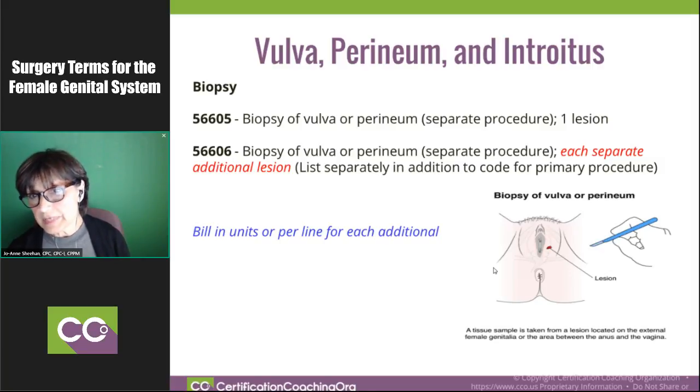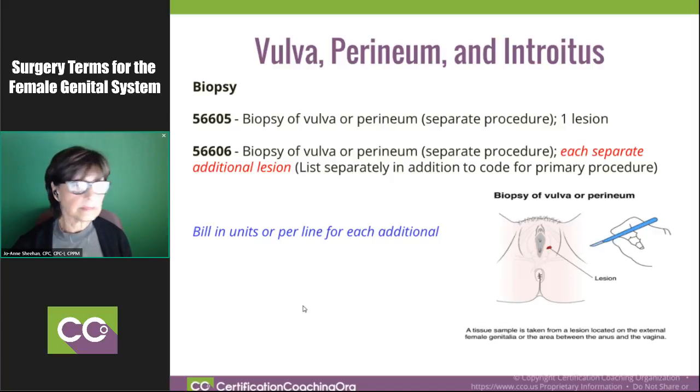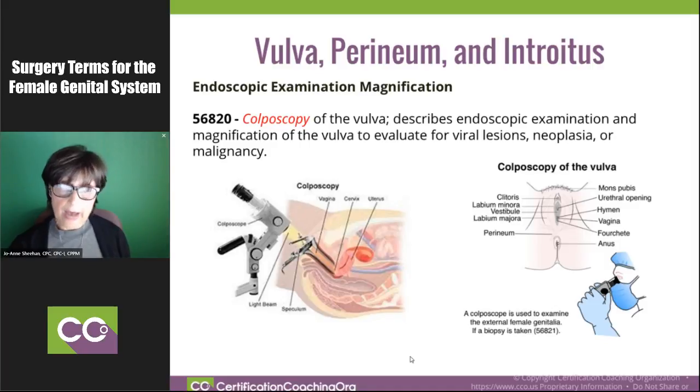So anyways, this is a picture of a biopsy being taken, and there's the little scalpel. And it says that a tissue sample is taken from a lesion located on the external female genitalia, or the area between the anus and the vagina. And that's the perineal section.